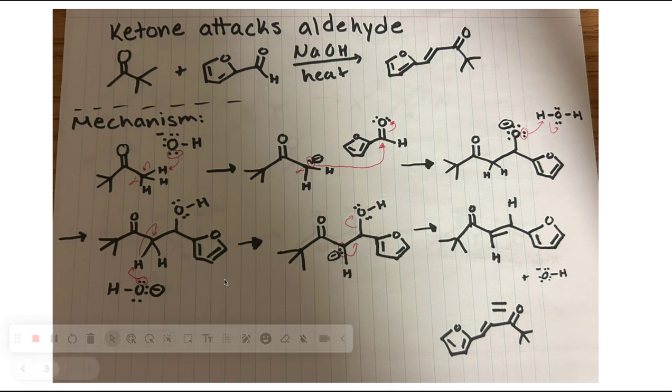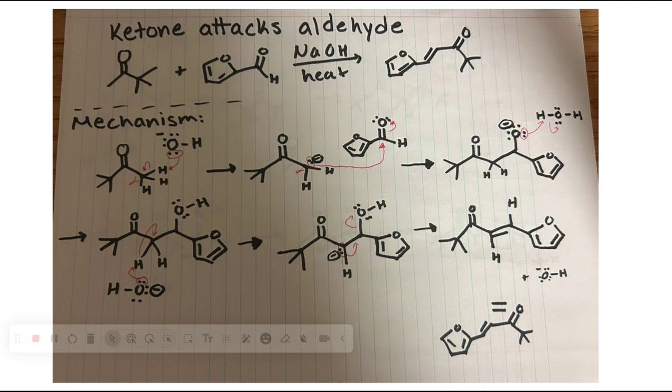But then we're going to use water over here to protonate that intermediate. So then we get down here. And then what we're going to do is dehydrate it. What allows the dehydration is the heat. So this removes the OH group. So we're going to see in our final product, we no longer have that OH group.